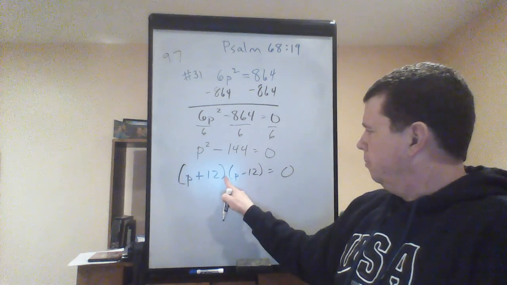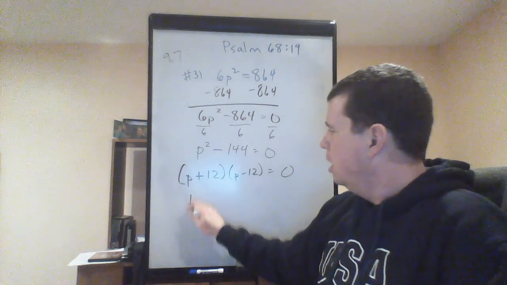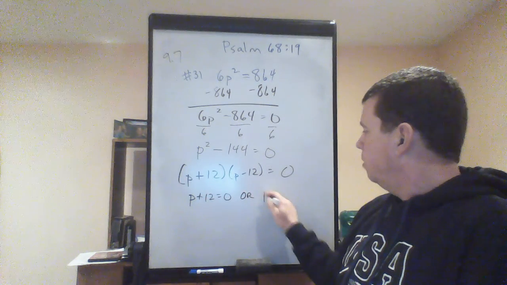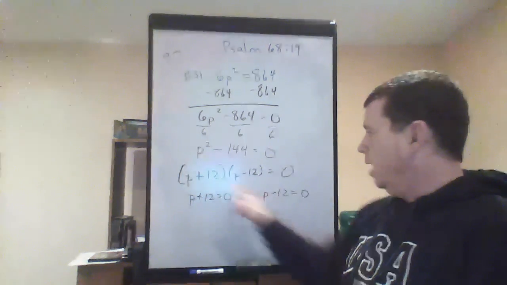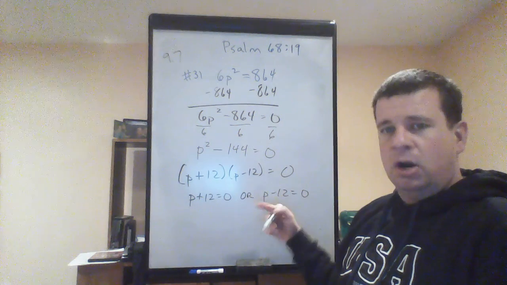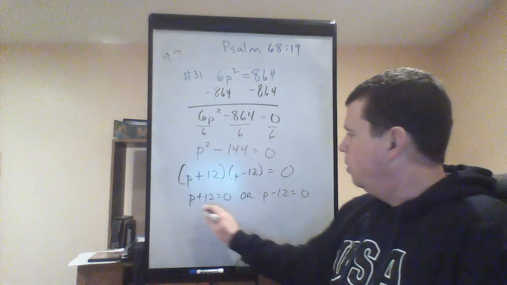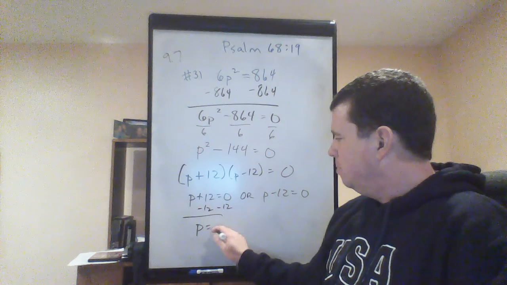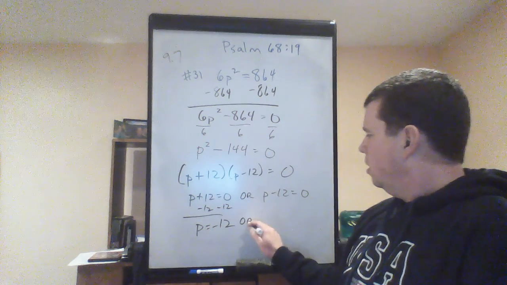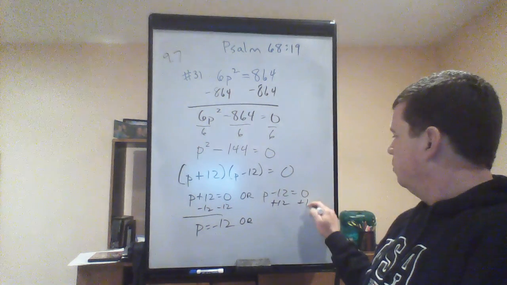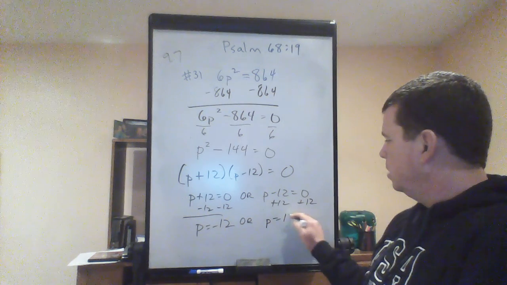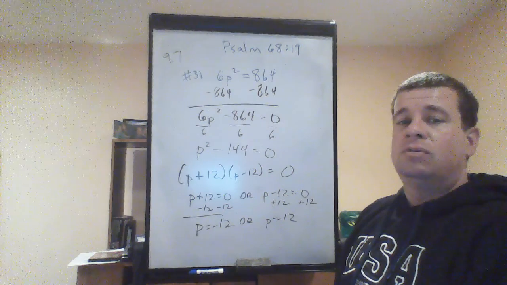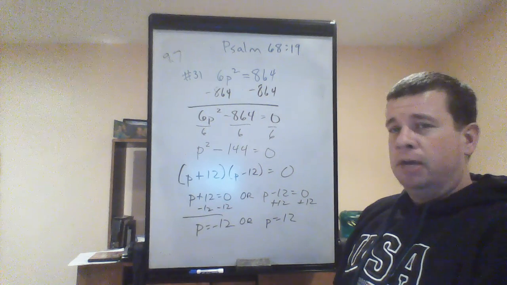So now that I've got it factored, I can use my zero product property. So p plus 12 has to equal 0, or p minus 12 has to equal 0. Again, if I'm multiplying two things and getting 0, one of these two equations has to be true. So I can subtract 12 on both sides and get p equals negative 12. Or on this one, I can add 12 to both sides, and I get p equals positive 12. So two possible solutions to this equation, negative 12 or positive 12.